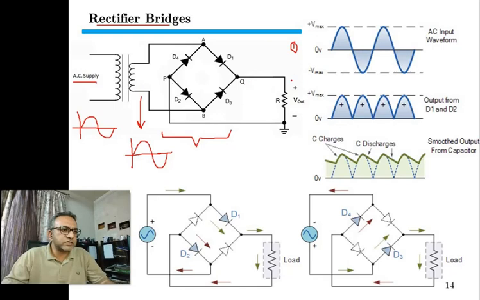After this come the 4 diodes D1, D2, D3, D4, and the collective output of the 4 diodes is the DC ripple output voltage. First ripple, second ripple, third ripple, fourth ripple.